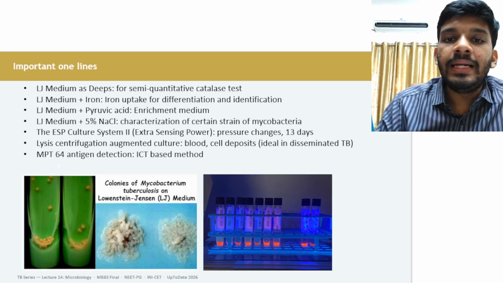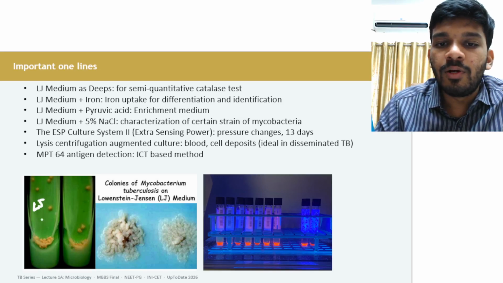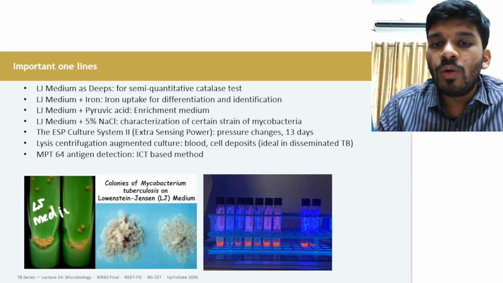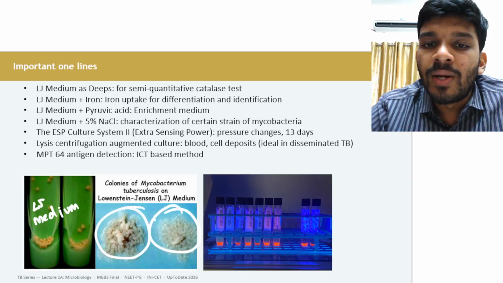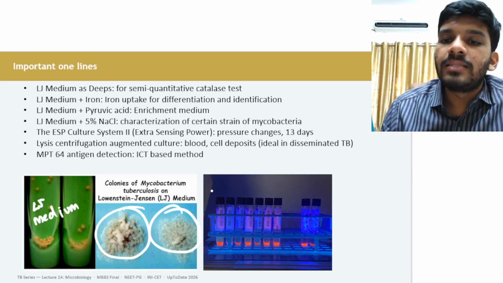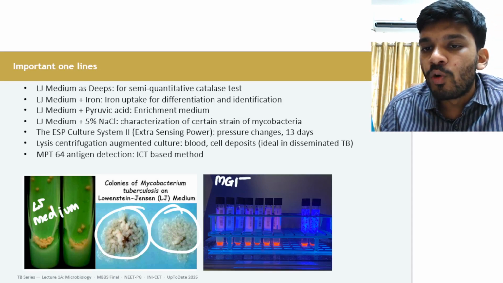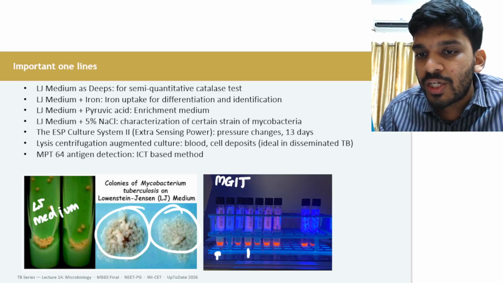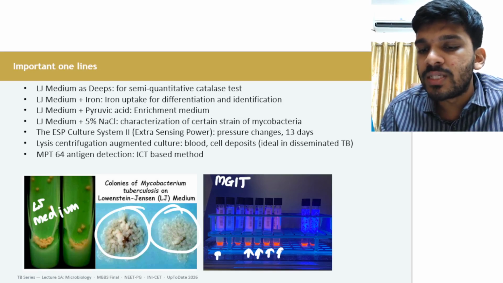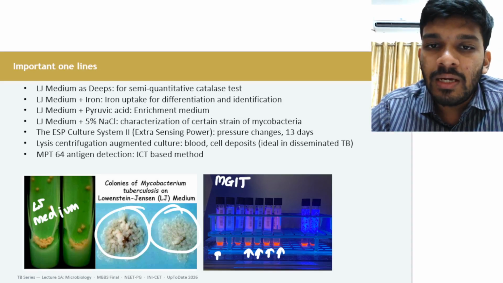So let's have a look at this. This is the LJ medium with the malachite green that you are able to make out. As I told you, important words are rough, buff, and tough colonies of Mycobacterium tuberculosis. And this is the MGIT tube, and you can see the fluorescence. So in these tubes, oxygen has been consumed. So you can see the fluorescence telling you that it is MTB positive, right?